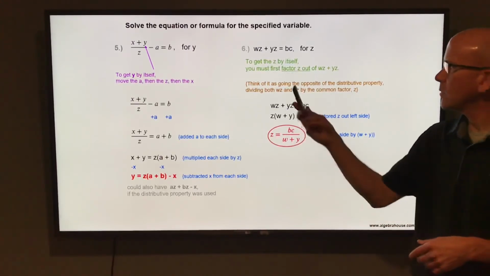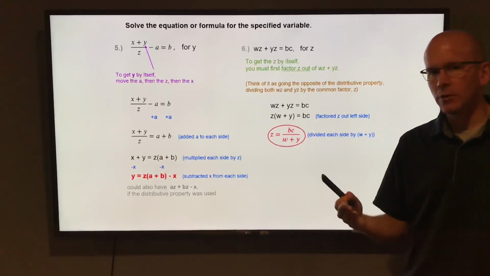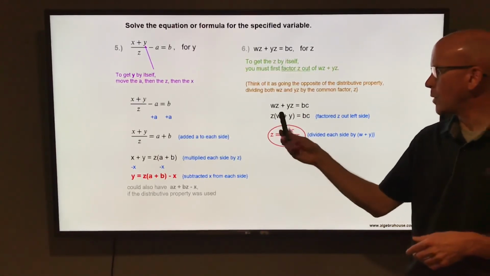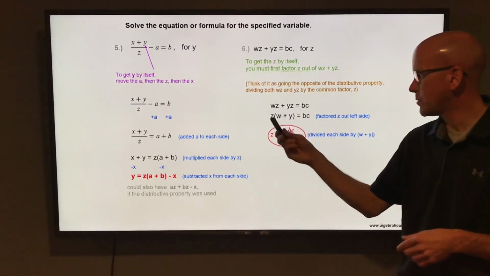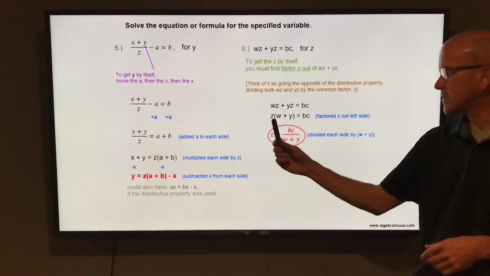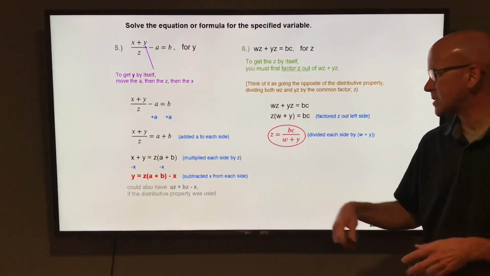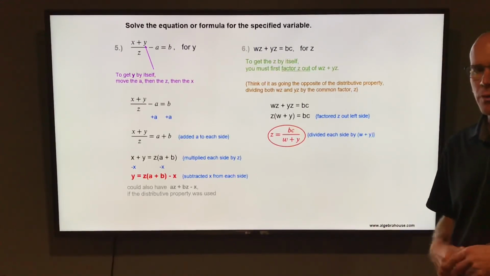So once again, we could not put the wz and the yz together as we normally do, combining like terms, but what we could do is factor a z out. So we factored a z out of those two terms. We had z times w plus y, and then to get the z by itself, we simply divided each side by w plus y. We got z equals bc over w plus y.